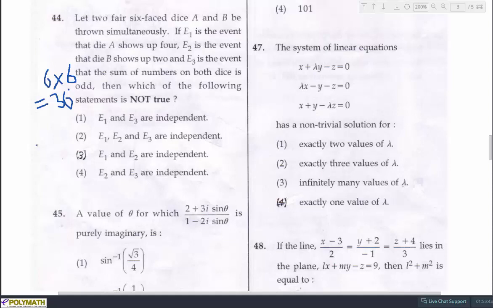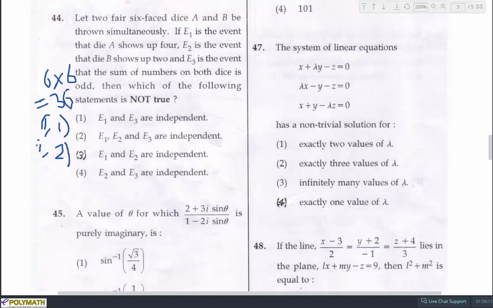Check it out. It begins with 1, 1, no? What is the sum of 1, comma 1? Even. The sum of 1, comma 1 is even. Next one is 1, comma 2. What is the sum of 1, comma 2? Odd.